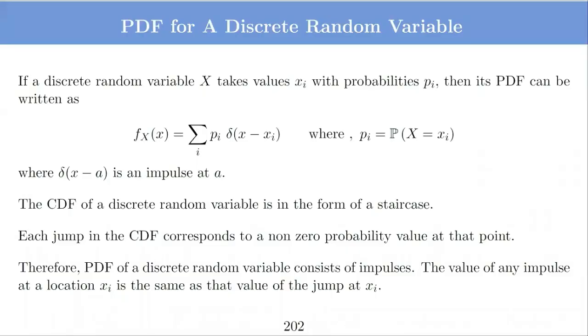So we have seen what the CDF of a random variable is. Regardless of whether it is a discrete or continuous random variable, the CDF exists. However, the form can be different. For a continuous random variable, the CDF is continuous and increases continuously, and for a discrete random variable the CDF is in the form of a staircase. So there are some jumps at particular points.